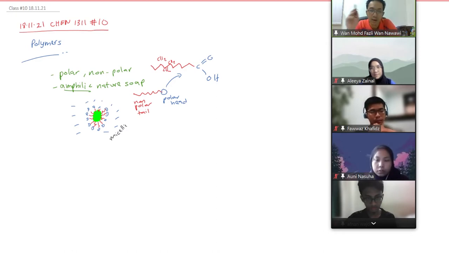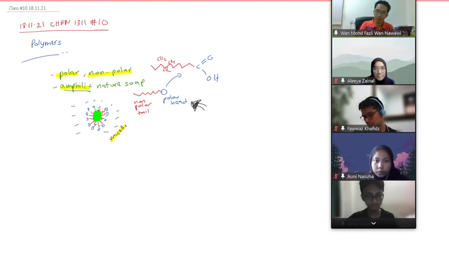So that is what we learned last class about this thing. The terms that you need to know are polar, non-polar, amphiphilic, and micelle. And how the amphiphilic molecule looks like: it has both polar and non-polar parts. It tries to make peace between the two.